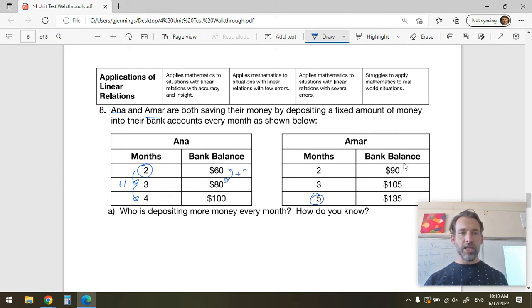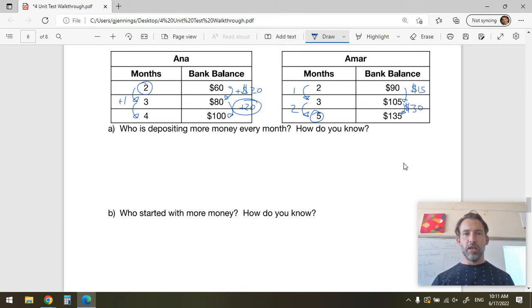This is increasing by $20 each month. And so that's constant. That's a line. This one increases by $15. And then this one increases by 30 for some reason. Oh, because this went up by 1 and this went up by 2. That's why. So 2 times 15 is indeed 30. So we know that Amar is depositing a solid $15 per month in his account. I know that Anna is depositing more money each month because she deposits $20 per month. Amar only deposits 15. And last time I checked, 20 is bigger than 15.